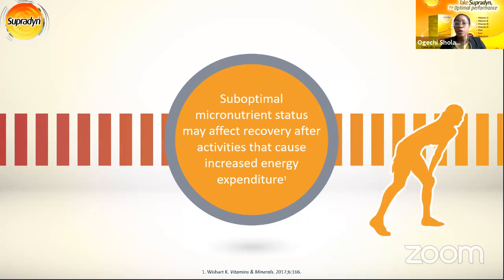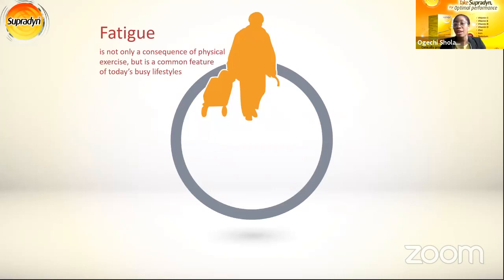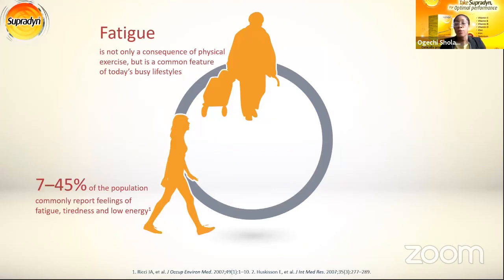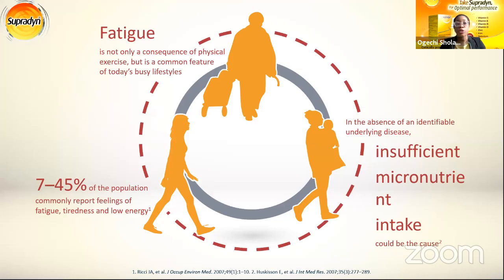Your mental energy, for example, and physical exertion use up the energy. And so it's important that you have optimal micronutrient status to ensure that the processes are going on as effectively as they should be. So just to highlight that, I mentioned that energy is necessary for a lot of the functioning of the different organs of the body. Fatigue is not only a consequence of physical exercise, but is a common feature of today's busy lifestyle. So it's not only when you exercise that you feel tired. 7 to 45% of the population commonly report feeling tired, fatigued, or having low energy. When there is no underlying disease, it's sometimes due to insufficient micronutrient intake.